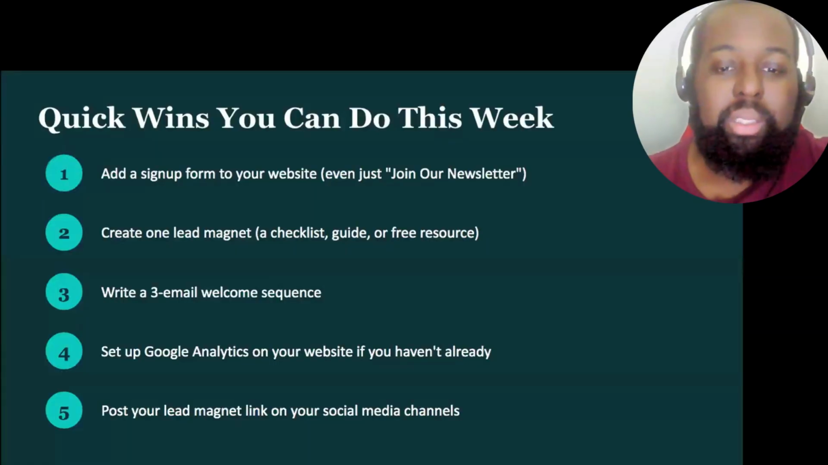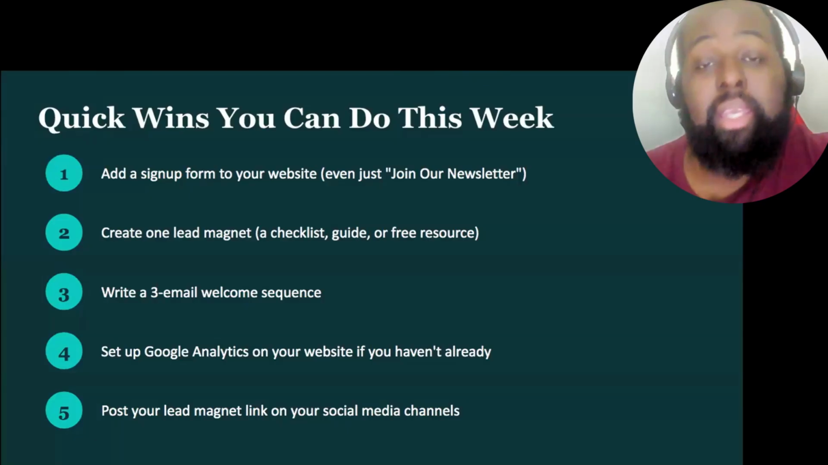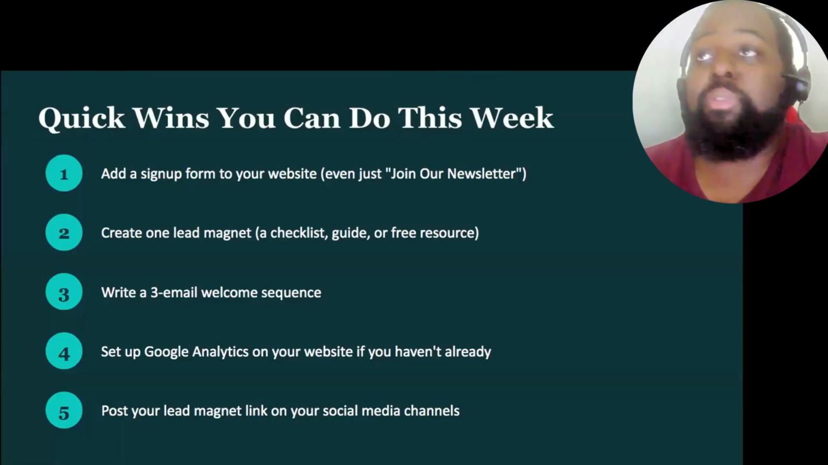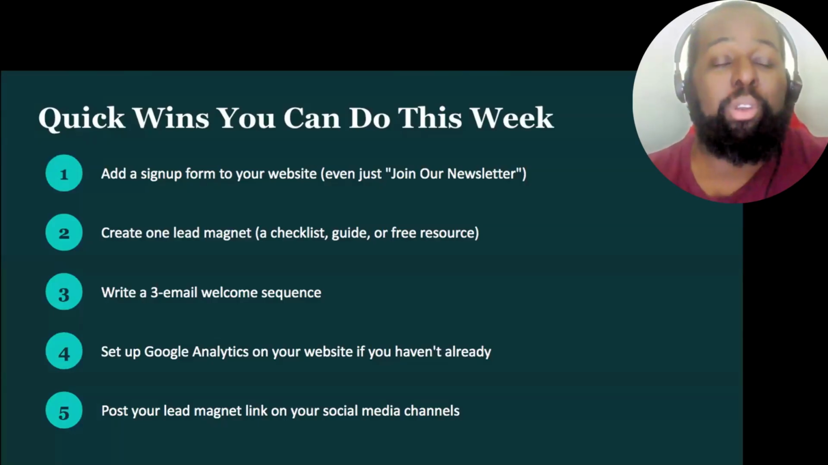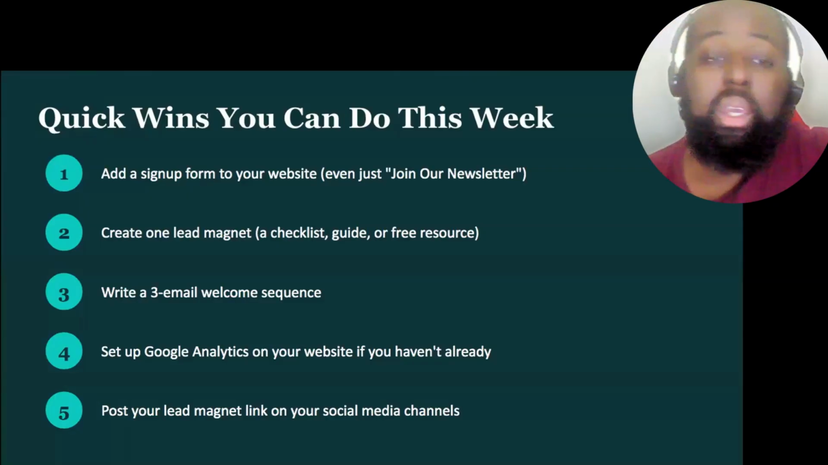So here's some quick wins that you can do for the week. Number one, add a sign up form to your website, even if it's just joining your newsletter. If you have a form system somewhere, even if you don't have a dedicated form system within your web platform, use Google Forms for free and send them over to the Google form to sign up. But however that looks, create a sign up form if you don't.